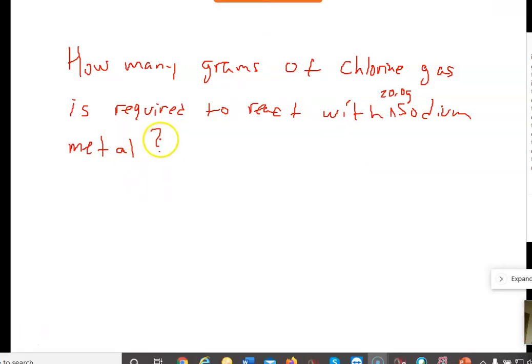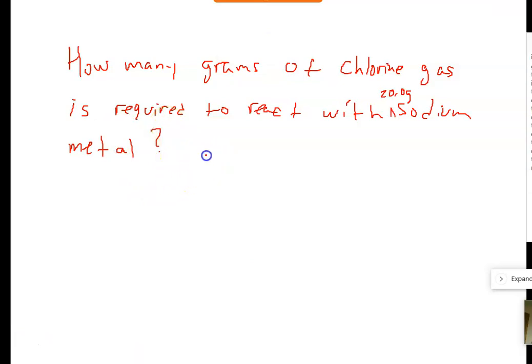Okay, so let's go over this. How many grams of chlorine gas is required to react with sodium metal? So sodium metal, that's sodium. Remember, it's a solid if it's a metal. If you put a solid, that's fine. If you don't put a solid, that's fine. And then chlorine gas, remember, chlorine is a diatomic molecule.